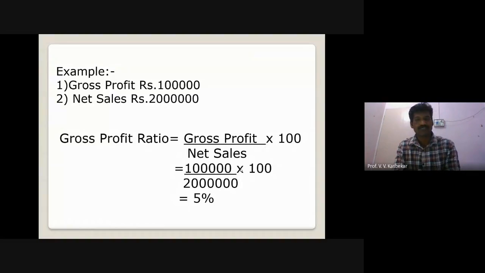For gross profit, let us see one example here. Gross profit is rupees 1 lakh. If net sales is rupees 20 lakhs, then what will be the gross profit ratio? The formula is gross profit divided by net sales into 100. Gross profit we already have, 1 lakh rupees, divided by net sales of 20 lakh rupees, into 100, and the ratio is 5%. It is measured in percentage.